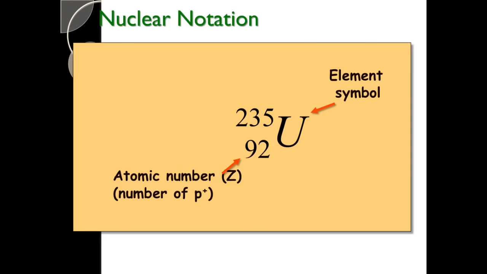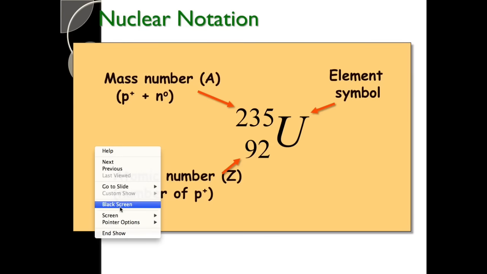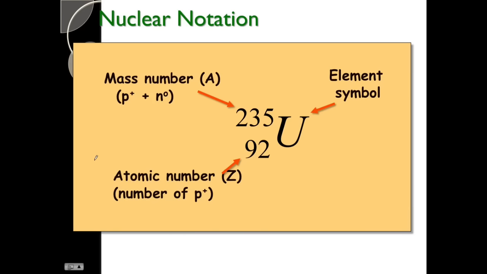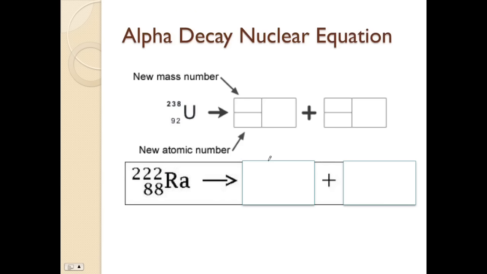But our top number is the part that can change without changing our atom. The top number tells us our mass number, which is our protons plus our neutrons. Remember, our neutrons can change. Because if we change our neutrons, we have isotopes. So this number can change. This number can't without changing our atom. Both of them are going to change when we balance nuclear equations. So let's look at some possible nuclear equations.